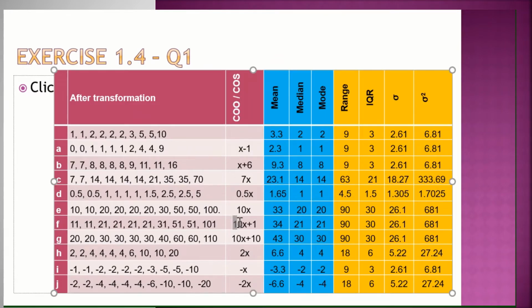Now this is a bit unique. This one has 2 transformations in one: 10x plus 1. Because this becomes 11, 21, 31. So you multiply by 10 and add 1.